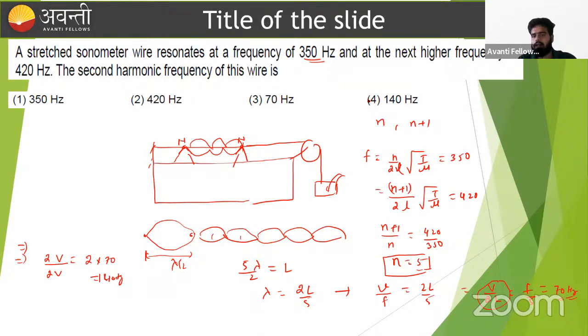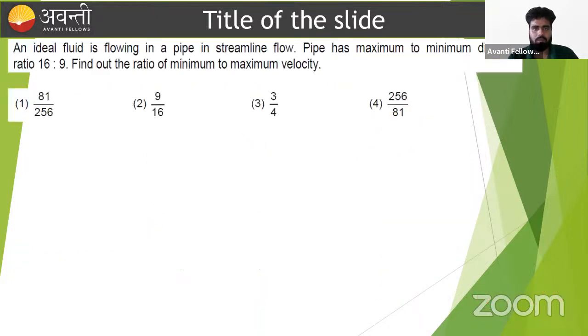So what is the correct answer? Option D, that is option 4, is the correct one. Firstly, we have to find the fundamental. Then next we have to multiply by 2, because we know the trend here: 1, 2, 3, 4, 5, 6.